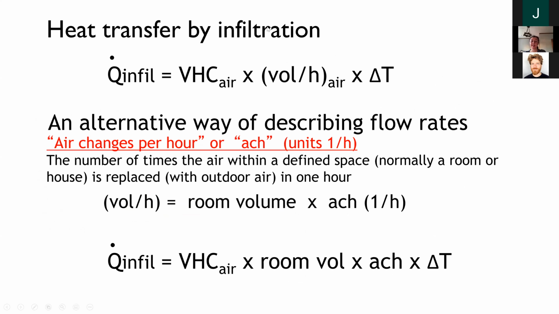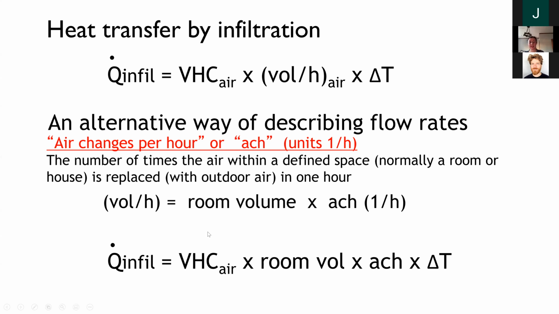So when we're looking at heat loss through infiltration, we can use this handy measure of infiltration, which is air changes per hour, or ACH. The units of air changes per hour are 1/hours. That's because air changes per hour are the number of times the air within a particular space is replaced in 1 hour, replaced with outdoor air. So those units are per hour.